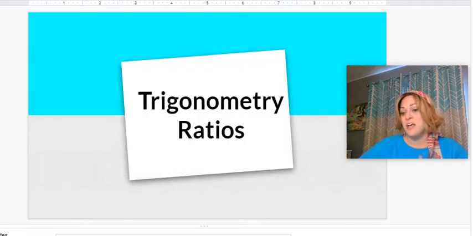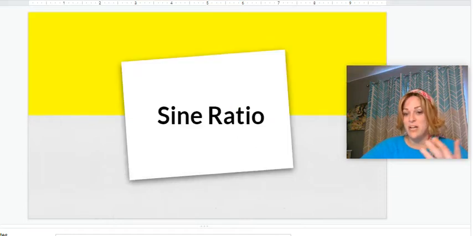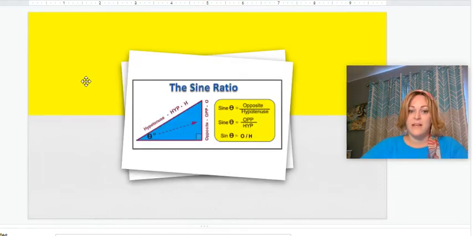Trigonometry ratios, otherwise known as trig. There are several different ways to help you remember this, but here they are all in one. The sine is opposite over hypotenuse, cosine is adjacent over hypotenuse, and tangent is opposite over adjacent. Many teachers teach this as SOHCAHTOA. Sine, opposite over hypotenuse. Cosine, adjacent over hypotenuse. Tangent, opposite over adjacent. So now we're going to talk about each one of these. The sine ratio is opposite over hypotenuse.